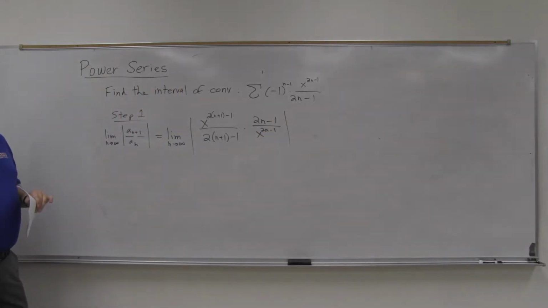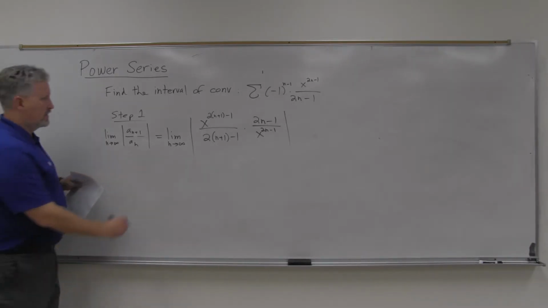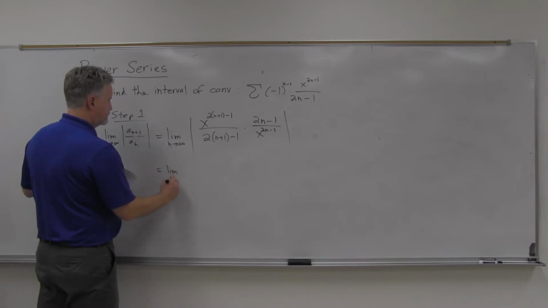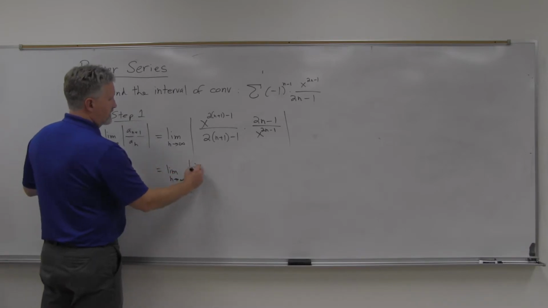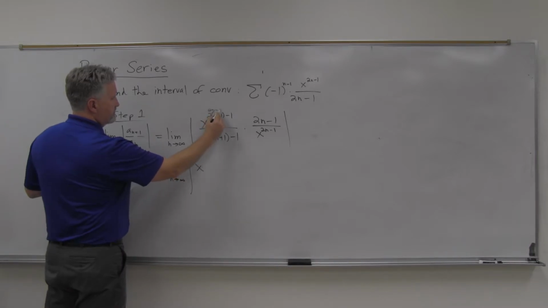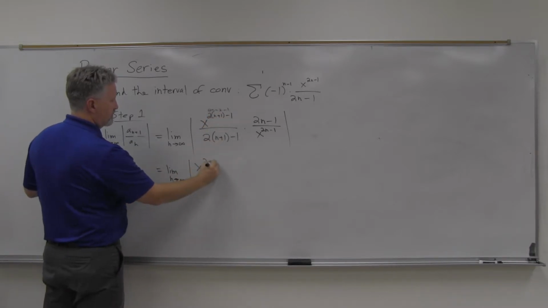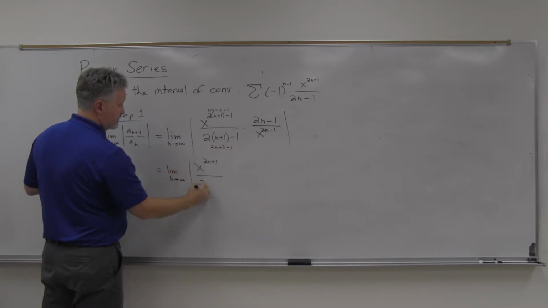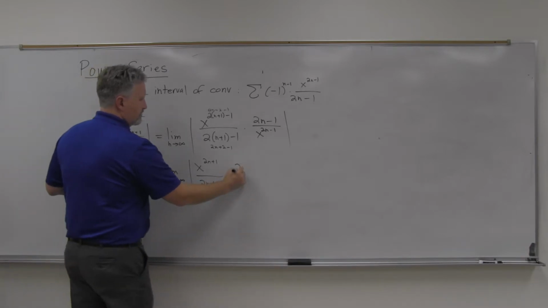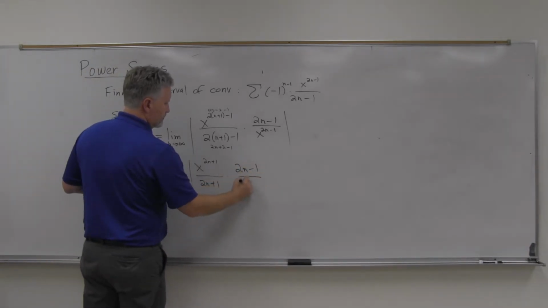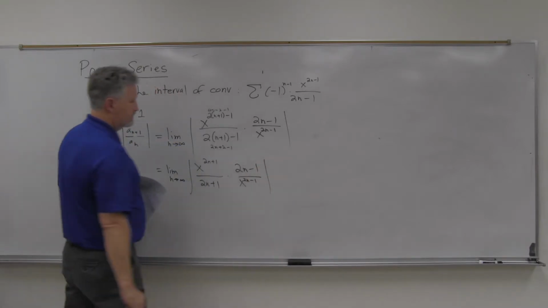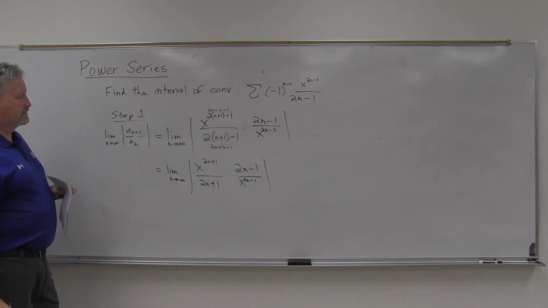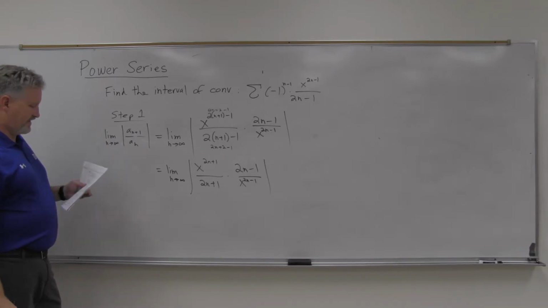With me? Okay. Well, that is x to the, that would be 2n plus 2 minus 1, so that would be 2n plus 1, divided by, that would be 2n plus 2 minus 1, so that would be 2n plus 1 as well. So what is all that going to simplify out to be?